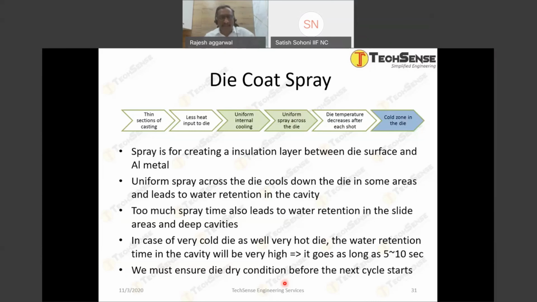Many times we have a misinterpretation or misconception. As the die is hot, at a temperature of 200 degrees, we assume the steam will evaporate or go out. But this does not happen actually, because the retention time of the gas is very, very high. The die closes, the metal is poured in the sleeve, the metal comes to the gate, second phase happens. You have sufficient time, but still the gas may still be there inside. So we must ensure the dry condition of the die before the next cycle starts.